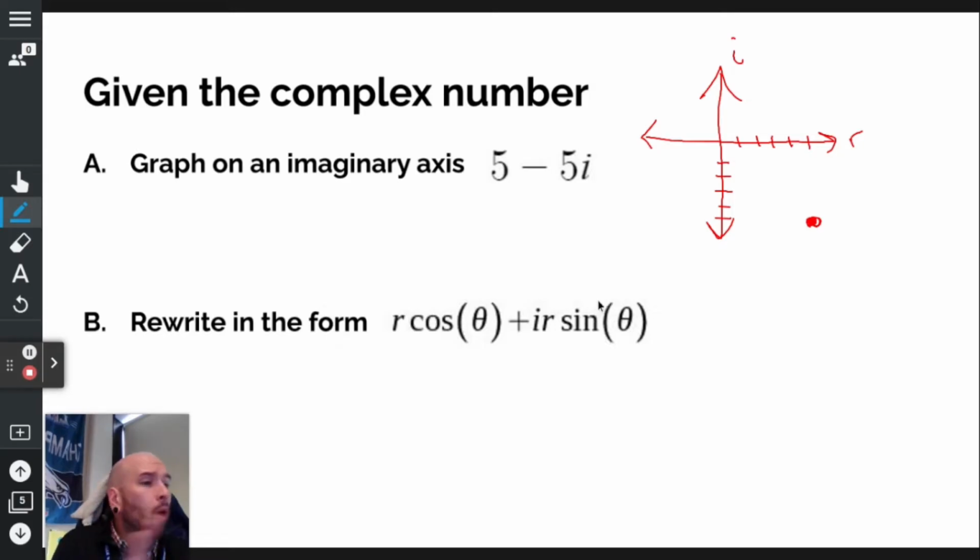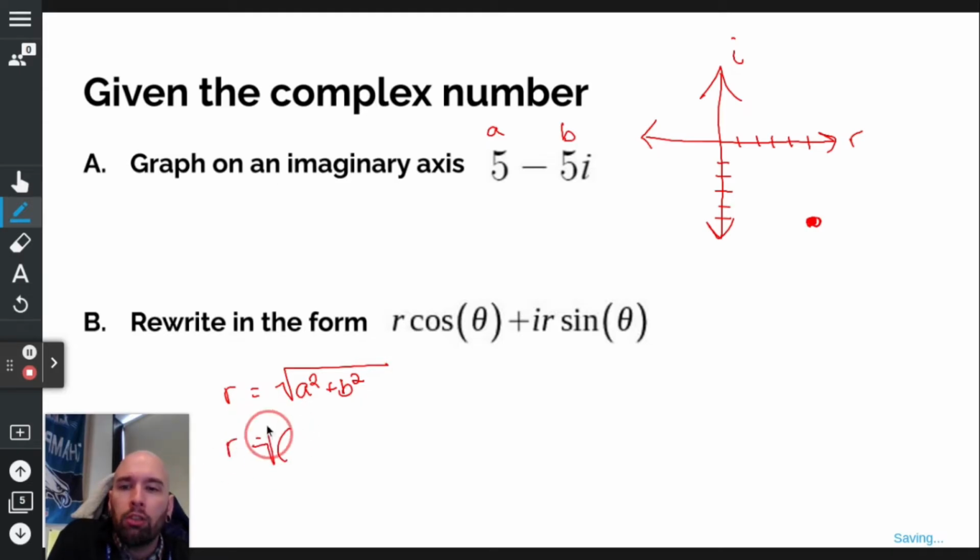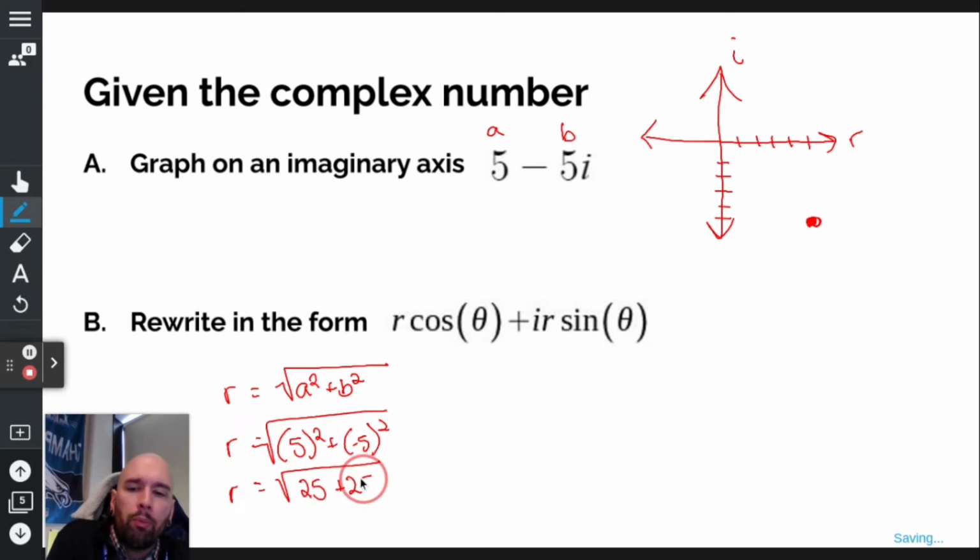Okay? Rewrite in the form r cos theta plus i r sine theta. All right, so very much what we did a couple slides ago. I need to label a and label b, and r is going to become the square root of a squared plus b squared. So r is going to equal the square root of 5 squared plus -5 squared. Don't worry, it's just going to become 25 plus 25, which is going to become 50, which is going to become 5 root 2.